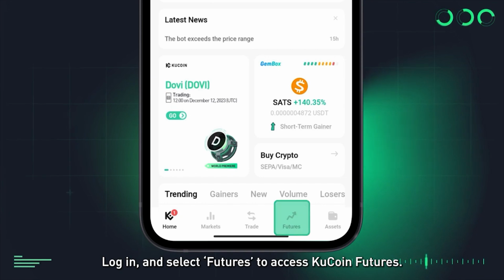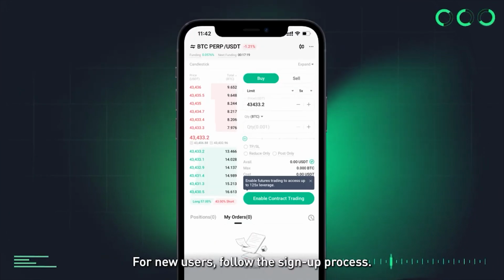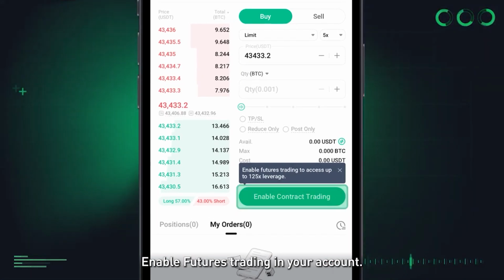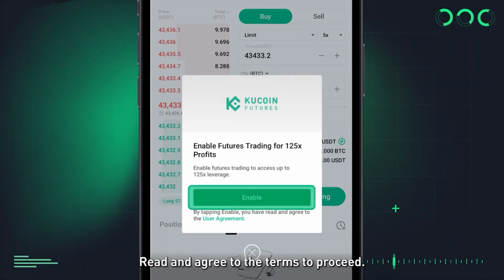And select futures to access KuCoin Futures. For new users, follow the sign-up process, enable futures trading in your account, read and agree to the terms to proceed.